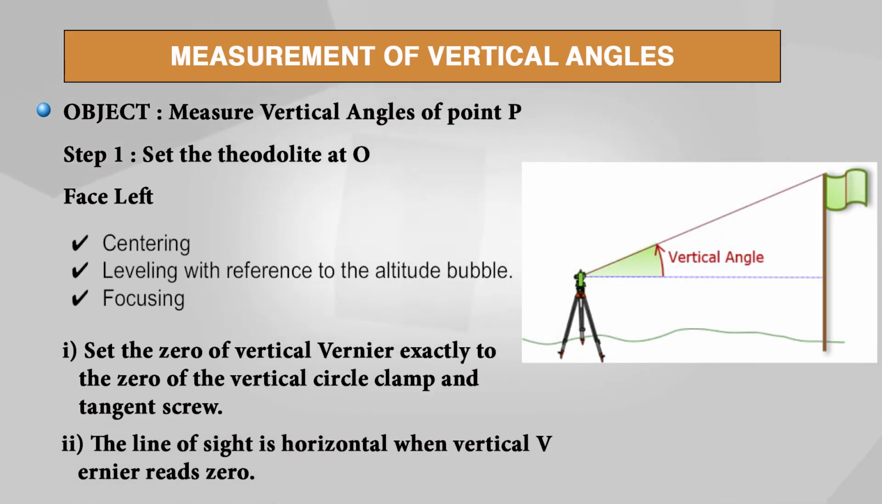Suppose we have to measure the vertical angle of point P and the instrument is set up at point O. Set the instrument at station O and level it accurately with the reference altitude bubble. Set the 0 of the vernier scale that is present in the vertical circle. We are interested in finding the vertical angle. So, this time we will use the vertical circle that is adjacent to the telescope.